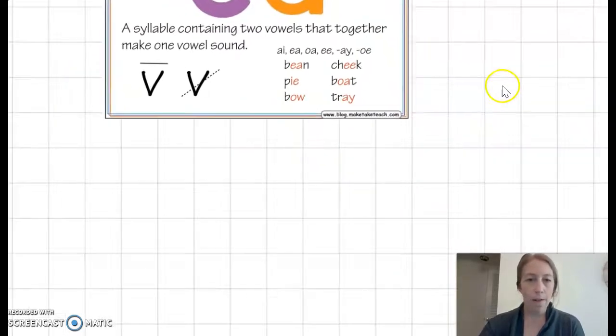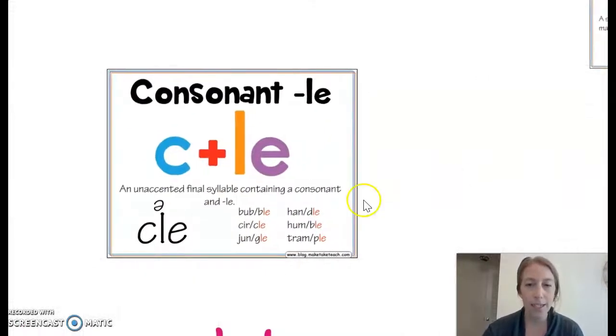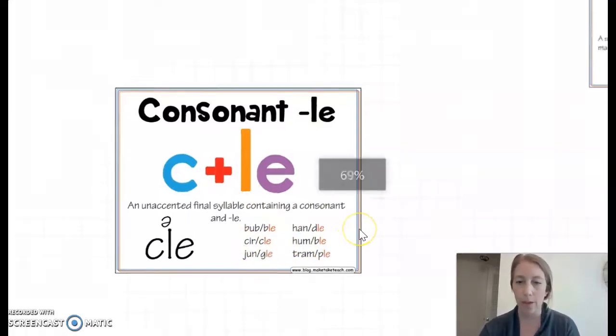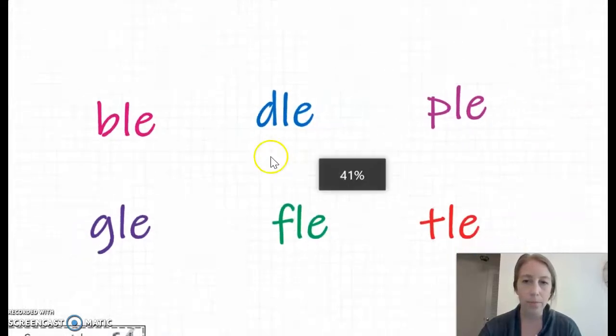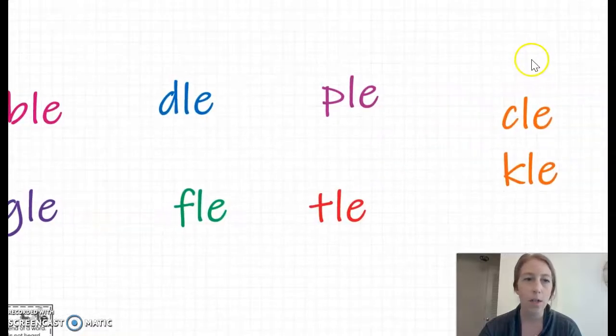The final one that we're going to talk about is consonant LE. This is the one we're going to focus on today. In a consonant LE syllable, we've got a consonant letter, and then we are adding L and E to it. And I believe I told you that the E, we won't hear it. Before we talk about some words, we're going to look at examples of this syllable. Like I said, this is a syllable that you will see at the end of a word.